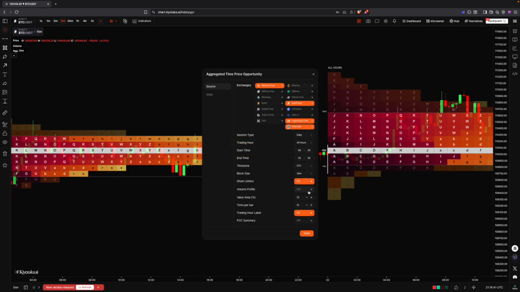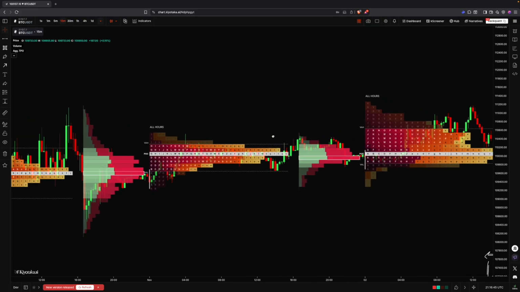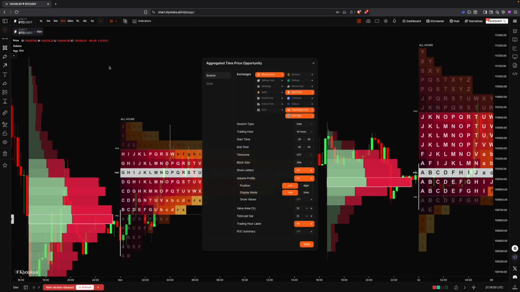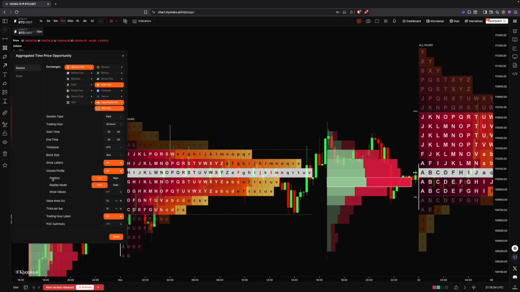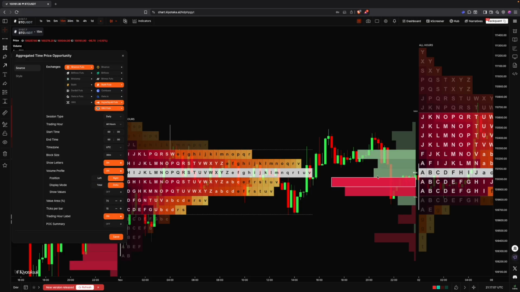Next up, we've got the volume profile. So this is also another useful tool for getting a real good read on the market. Now, I like to use these tools in confluence with each other. You can adjust the position left or right, and you can choose total volume, with the green representing buy volume and red representing sell volume, and then the delta just representing the difference between buy volume and sell volume.